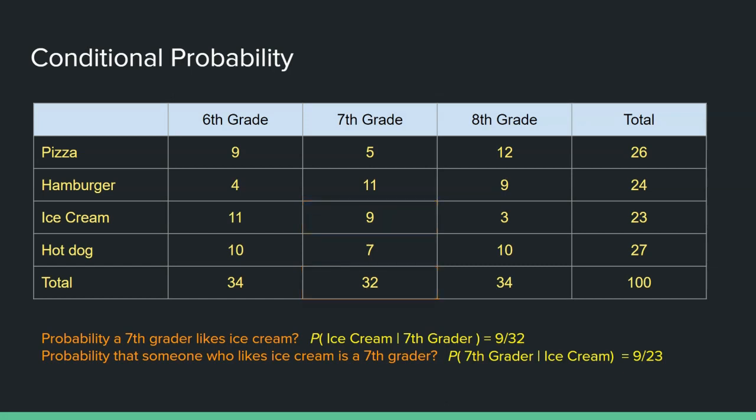What is the probability someone who likes ice cream is a 7th grader? So this is the reverse of the first one. Well, you can write it like this. The probability of a 7th grader, given that they like ice cream, is 9 over 23. There are 23 people who like ice cream. 9 of them are in the 7th grade.